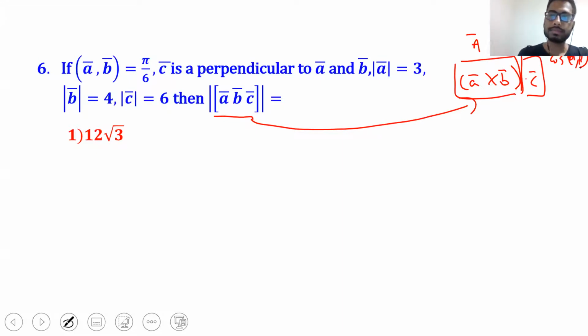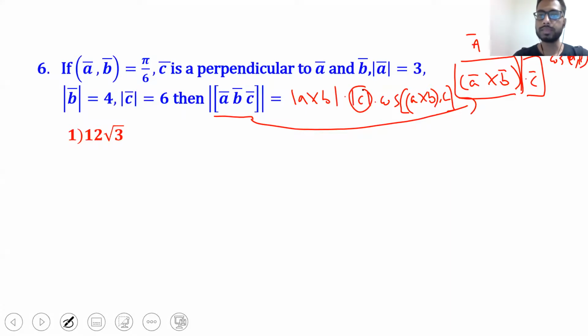Therefore, I can say that this term is also equal to magnitude of A cross B, magnitude of C into cos of the angle between A cross B and C. Value of this term is known. Value of this term is 6. How much is this angle? Cos of A cross B comma C. So angle between A cross B and C.